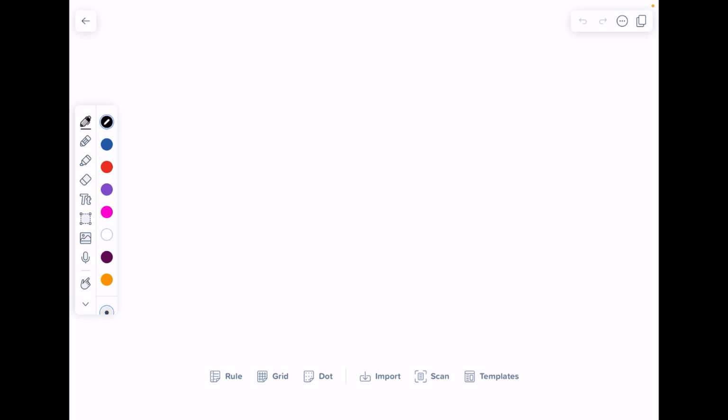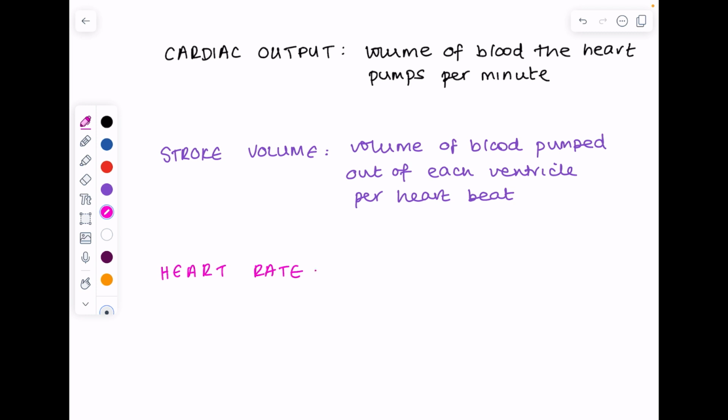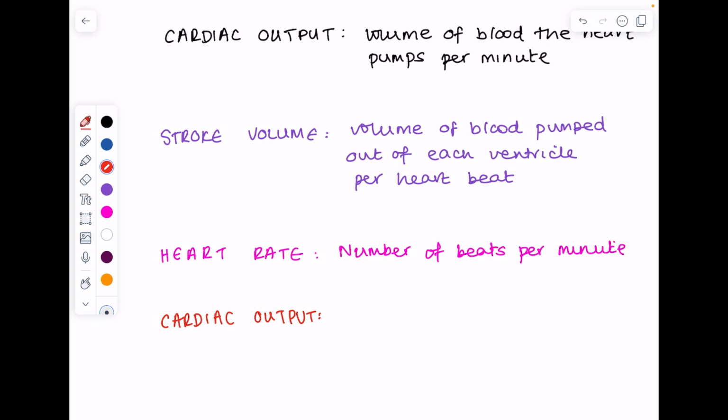Some key definitions relating to the heart, so starting with the cardiac output. Simply put, this is the volume of blood the heart pumps per minute. Now we need to discuss the stroke volume. This is the volume of blood pumped out of each ventricle per heartbeat. The heart rate is the number of beats per minute. And there's a simple calculation to find out cardiac output. It's stroke volume multiplied by heart rate.